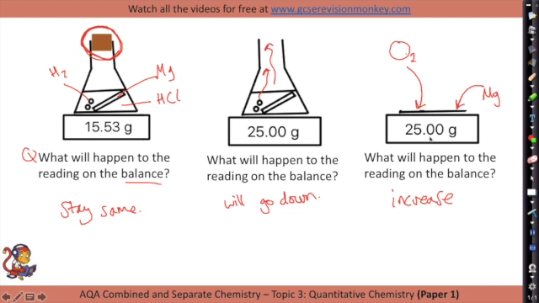If a balance reading is going up and you're not sure why, generally it will be to do with the fact that oxygen in the air is reacting with the metal, creating a metal oxide, adding to its weight. So you'd get magnesium reacting with oxygen, making magnesium oxide.